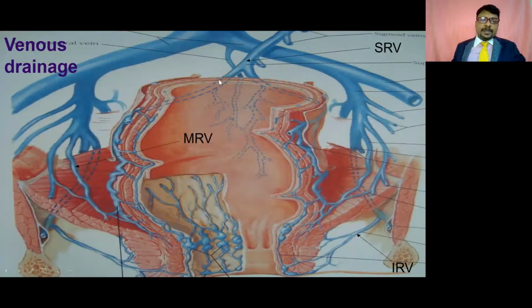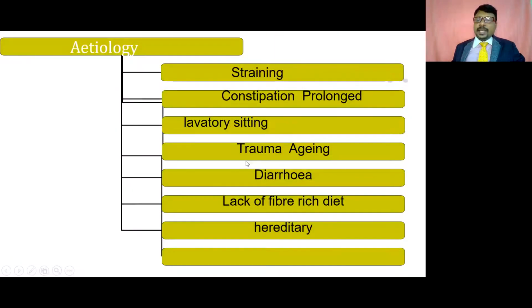If you see the venous drainage in the anus, there are the internal rectal veins, and this is the middle rectal vein. Many plexuses surround the rectum and also the anus. If there is any everyday pressure, micro pressure, on the venous plexus, it may cause distension or enlargement of the vein. That is the mechanism of hemorrhoids.